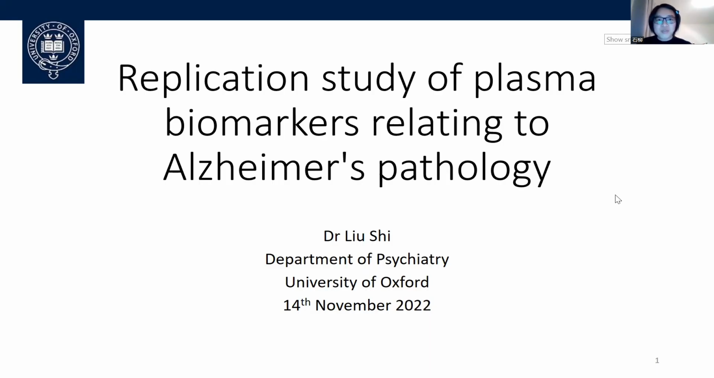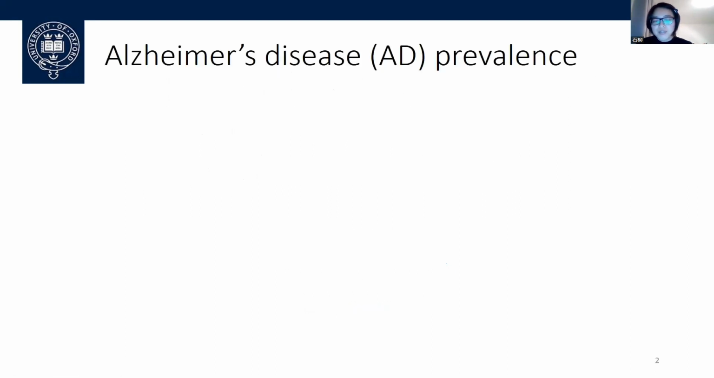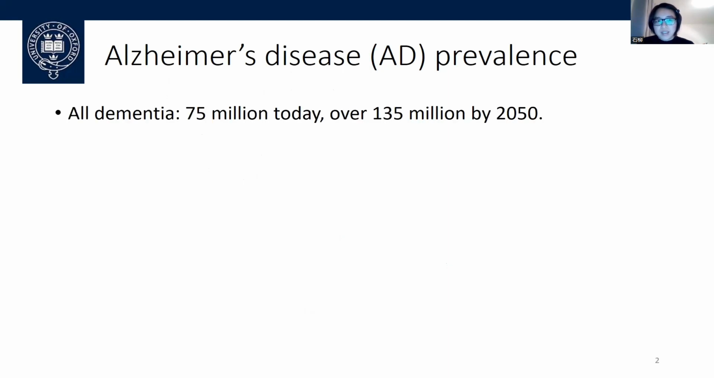So today my talk will be the replication study of plasma biomarkers relating to Alzheimer's pathology. First, I'd like to talk about Alzheimer's prevalence. Currently, there are 75 million people with dementia, and this number is expected to increase to 135 million by 2050.